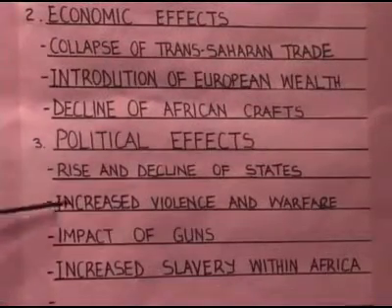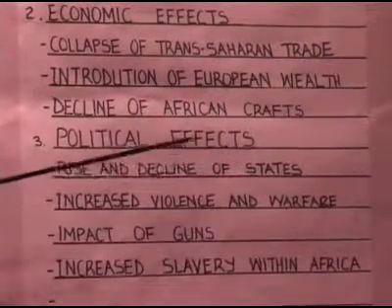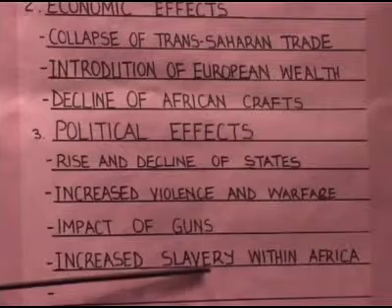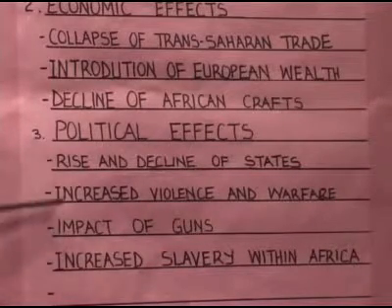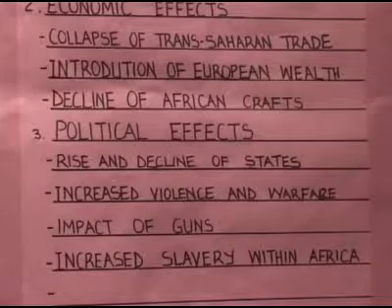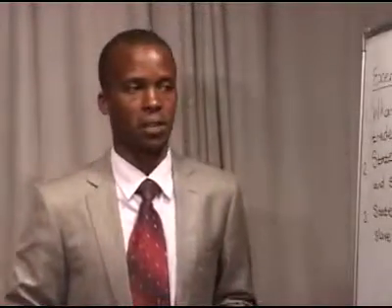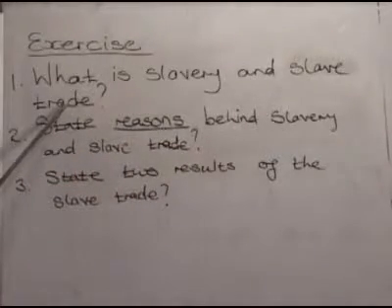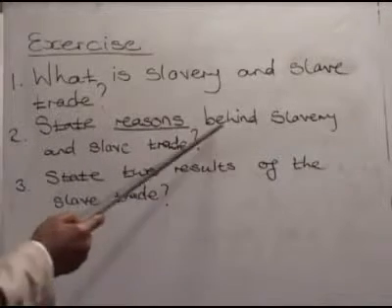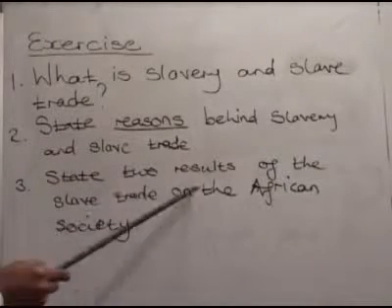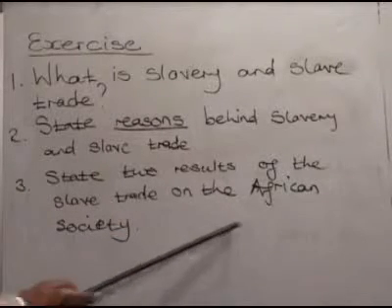Secondly, we have the increased violence and warfare in African societies, the impact of guns, and the increased slavery within Africa. These are other results of the trade on the African continent. So before we come to the end of the lesson, here is an exercise. The first question: what is slavery and slave trade? 2. State reasons behind slavery and slave trade. 3. State 2 results of slave trade on the African society.